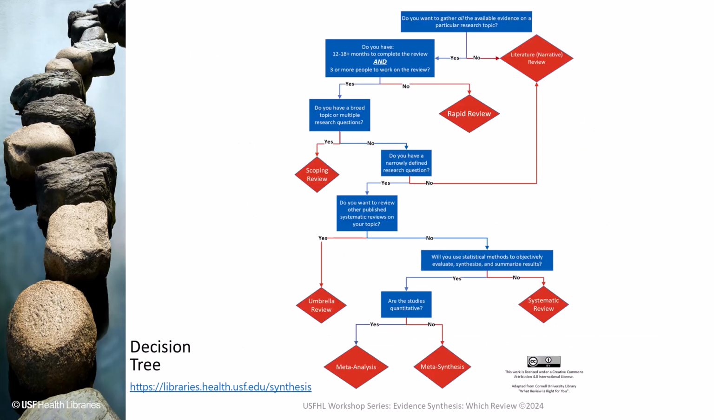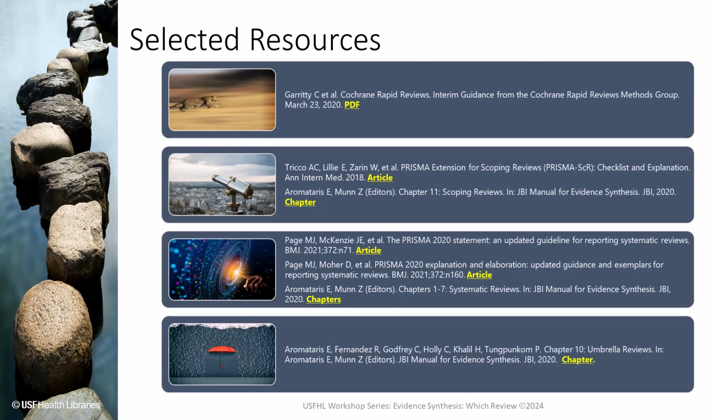Here is a decision tree that can also guide you through the decision-making process as to which review is right for you. It can be found on the USF Health Library's Systematic Reviews and Evidence Synthesis page, found under the Research Tools tab on our homepage. No evidence synthesis is conducted in a vacuum or should be conducted in a vacuum. As you decide on what type of review is best for you, take the time to read these papers that explain the rationale behind the protocols and reporting guidelines for each of the different types of reviews. They may help you come to a decision on which review to conduct and perhaps a sequence of reviews to conduct.